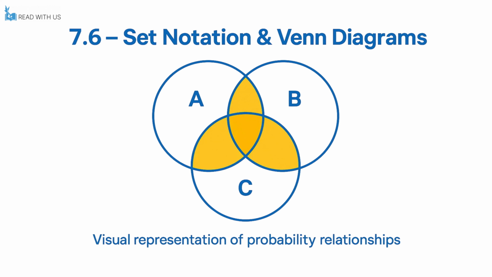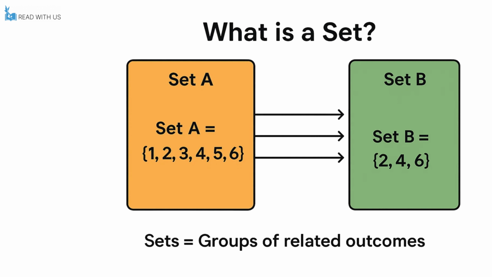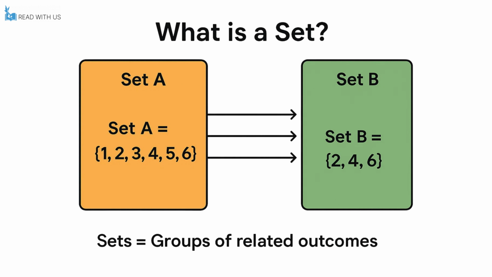In this lesson, we're diving into set notation and Venn diagrams, two powerful ways to represent events and relationships in probability. Let's start with sets. A set is a group of items or outcomes that share a common property. For example, set A = {1, 2, 3, 4, 5, 6} could represent numbers on a die, and set B = {2, 4, 6} could represent even numbers from that die.